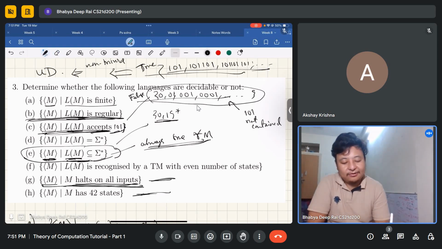In this case, I would like you to try to show this is undecidable by a reduction. Try reducing from the halting problem.